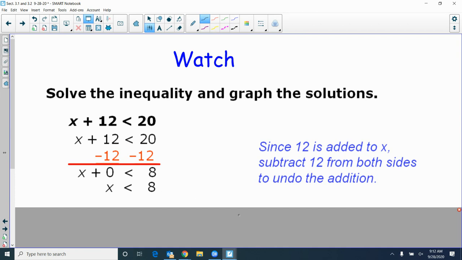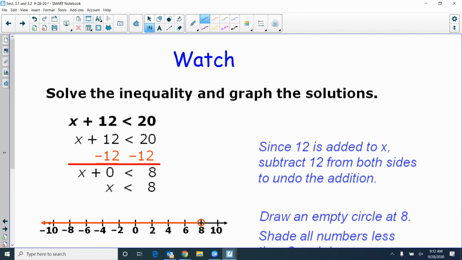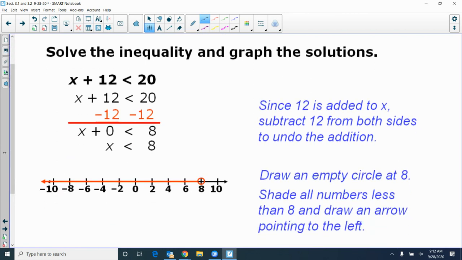Is the number 6 less than 8? Yeah. Is the number 5 less than 8? Yeah. Any of those numbers work because 7 plus 12 is 19. That's less than 20. 6 plus 12 is 18. I got an infinite number of answers. That's why I graph them. All of these are answers.